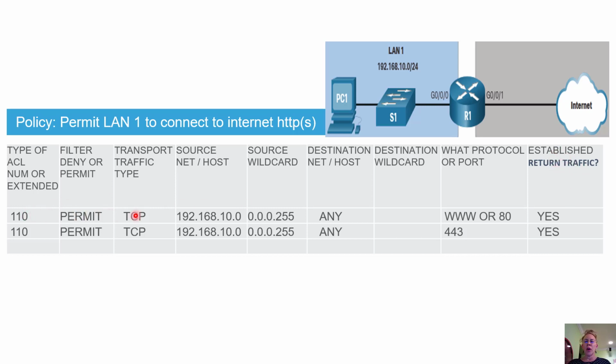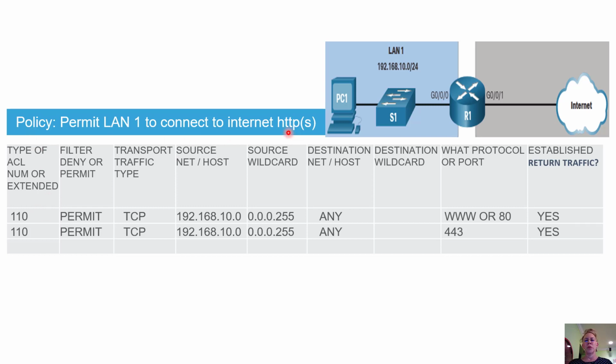Is the type of traffic that is being filtered going to give us a reply? Is that going to be sending something back to the originator? In this case, the answer is yes, it is. So we are going to put a yes right here to remind us that we need to create the established access control list.